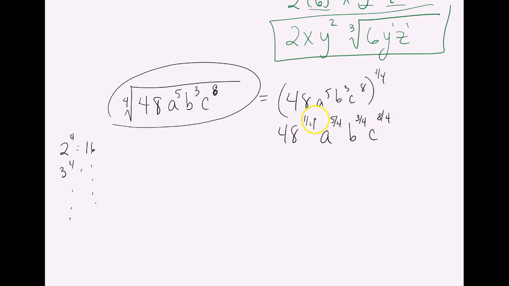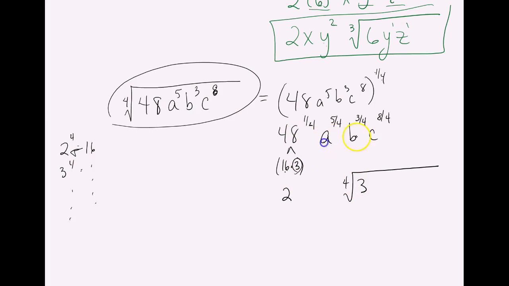All right, now I'm going to do my number part. I need a number from this list to hopefully go into 48. Now this does break down to 16 times 3, which means that the 4th root of 16 is a 2, but there is no 4th root of 3. So I'm going to go ahead and start my radical with the 4th root over here, and that 3 that was left over is going to go underneath.